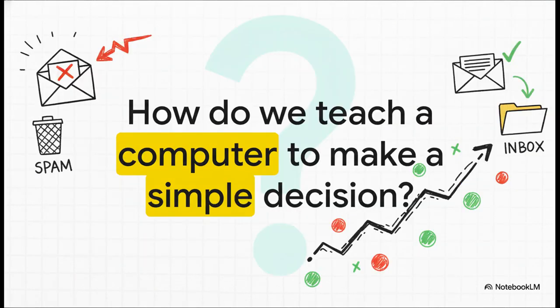So let's start at the very beginning with a really basic question. How do you teach a computer to make a simple choice? Like looking at an email and deciding, is this junk or is it actually important? How does a machine learn to tell one thing from another?